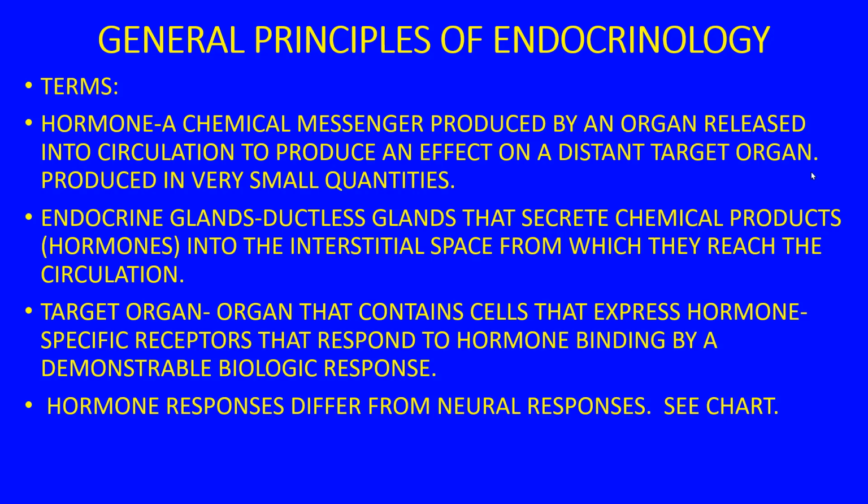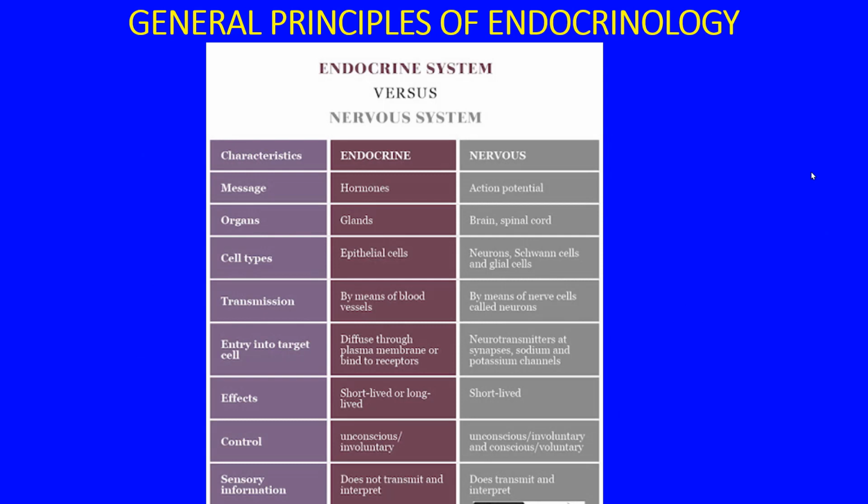Well, okay, let's take a look and do a comparison here. The message in the nervous system is usually an action potential. Endocrine, it's hormones. The nervous system will send this out via the central nervous system, originally the brain and the spinal cord. It will also have the cell types of the neurons, Schwann cells, glia cells. Those Schwann cells and the glia cells are important, especially to speed the progression of the action potential down the length of the axon. With endocrine, you have glands. They're specialized and produce these hormones. And they're a cell type called epithelial cells.